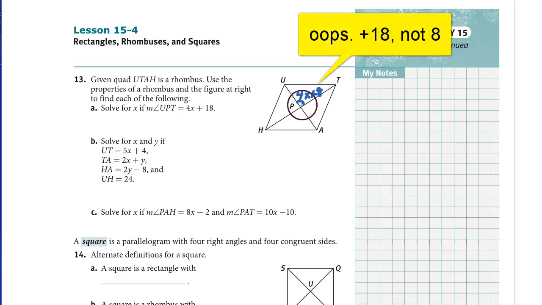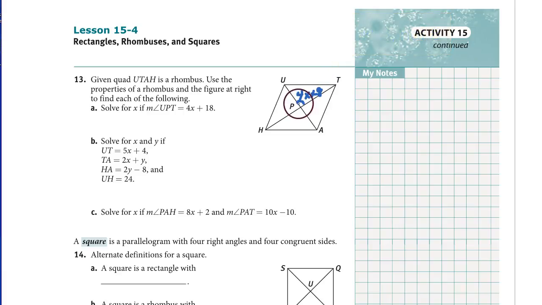Well, this is a rhombus. So this angle here in the center where the diagonals cross each other is a 90-degree angle. And so that creates our equation. 4x plus 18 is equal to 90. Subtract 18 from both sides, we get 4x equals 72, and then divide by 4. 72 divided by 4 is 18, and we have solved for x.